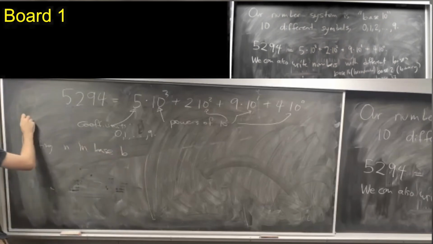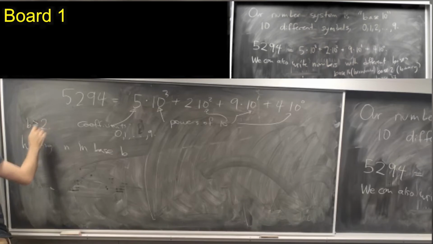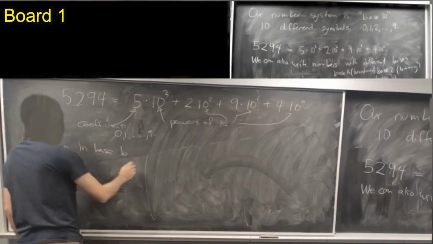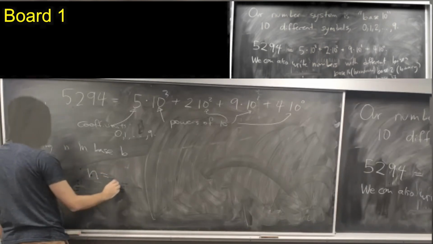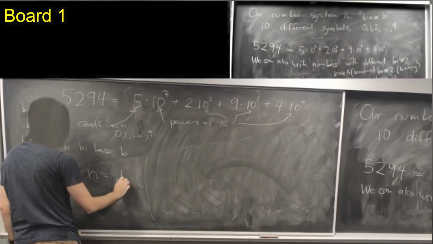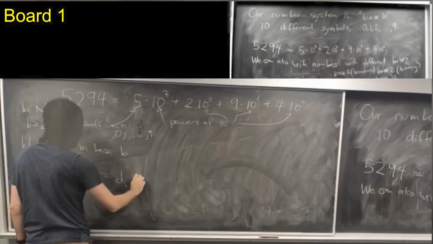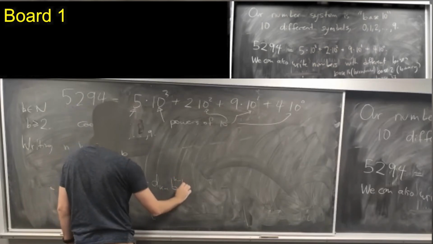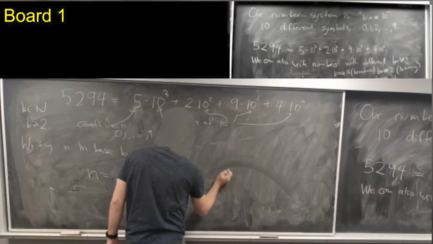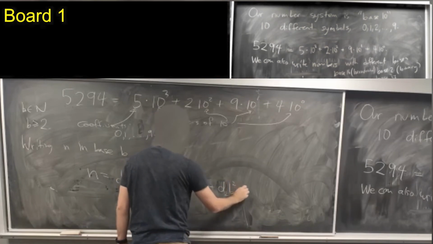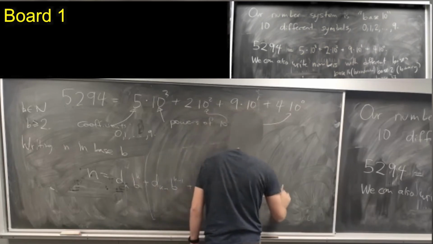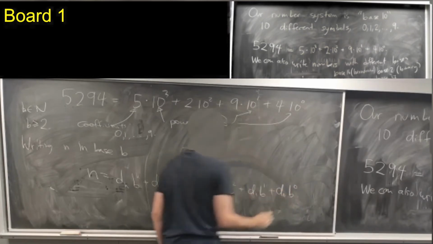So to write things in base b, where b is some integer which is at least 2, to write n in base b, you write n equal to some coefficient, which I'll call dk, times b to the k, plus dk minus 1 times b to the k minus 1, plus dot dot dot, plus d2 b squared, plus d1 times b to the 1, plus d0 times b to the 0.